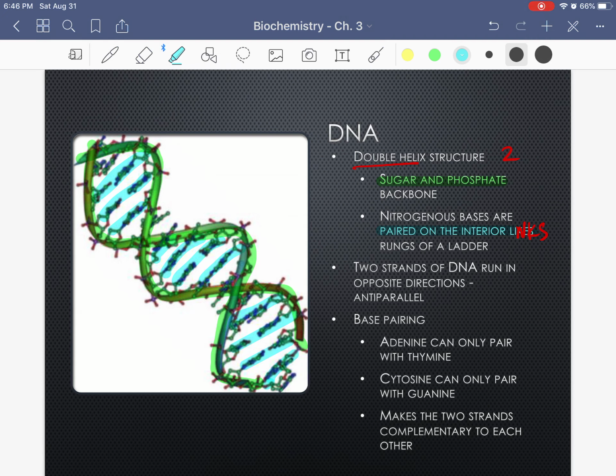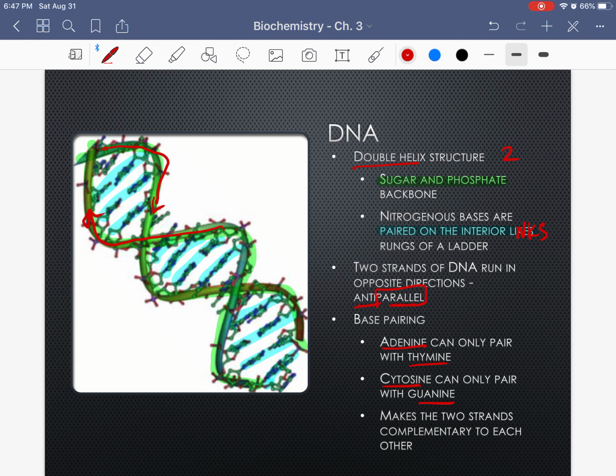All right. The 2 strands of DNA run in opposite directions, so that means that this one is going this way, and this one is going this way. It's called anti-parallel. So they're still parallel, but they're opposite of each other. And then our nitrogenous bases are paired together. Adenine will only pair with thymine, and cytosine only pairs with guanine.